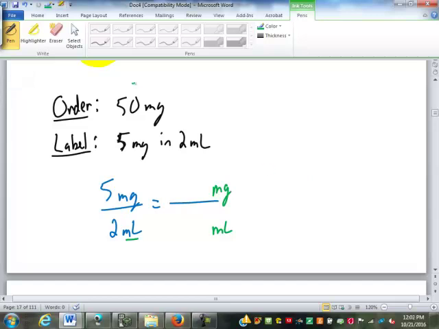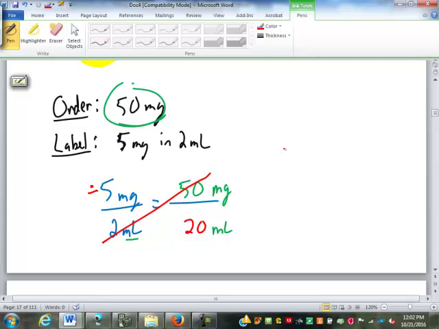Now we see the doctor's orders of 50 milligrams. That's going to go there. So we can cross multiply and divide. 2 milliliters times 50 milligrams is 100. Divided by 5 is going to give us 20.